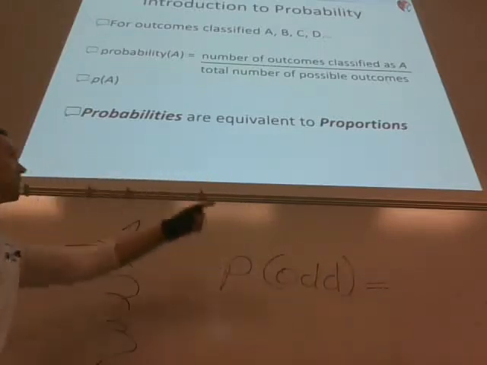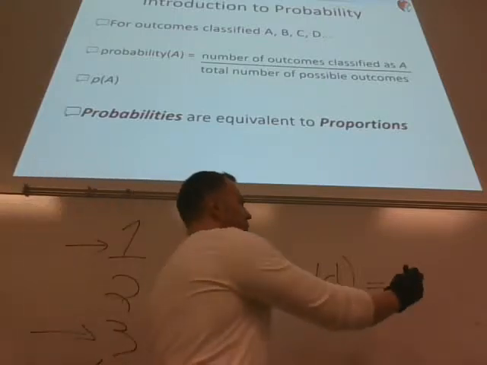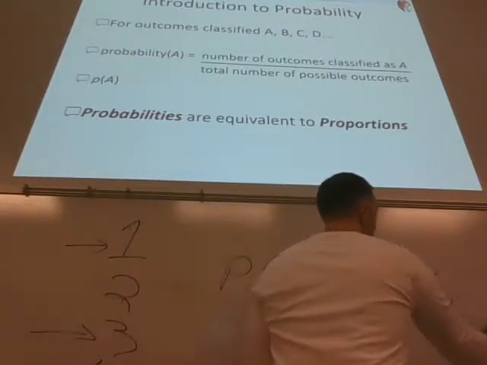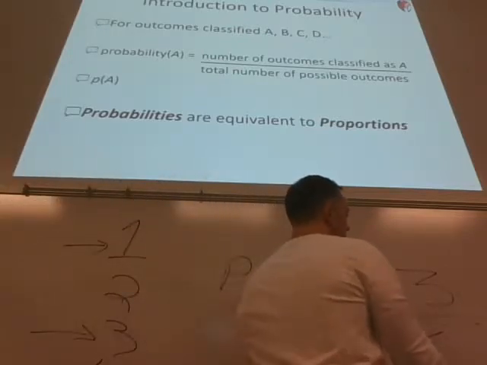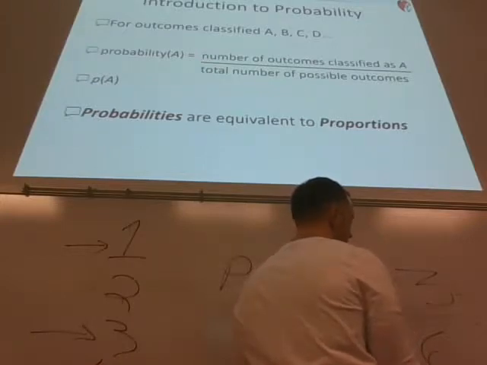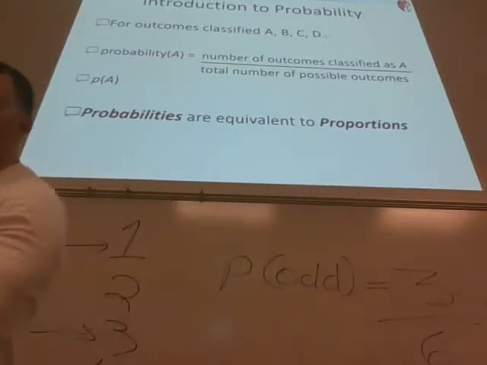Well, that equals the number of outcomes that are classified as odd, which is 1, that's odd, 3 is odd, and 5 is odd. We got 3 outcomes. What are the number of possible outcomes? We got 1, 2, 3, 4, 5, 6. 6 outcomes. So the probability of rolling an odd number is, once again, 50%. All right, so that's the mathematical point.